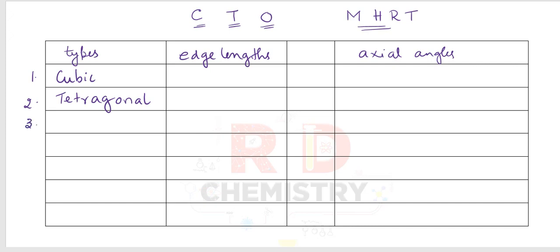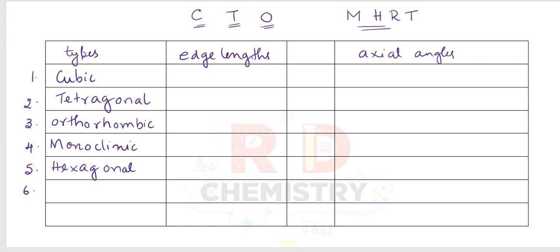Third one, O, stands for orthorhombic. Fourth one is M. M stands for monoclinic. Fifth one is H. H stands for hexagonal.